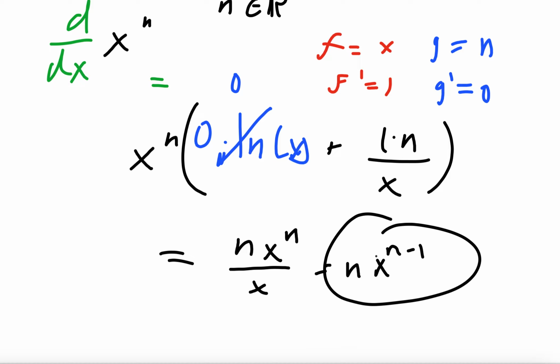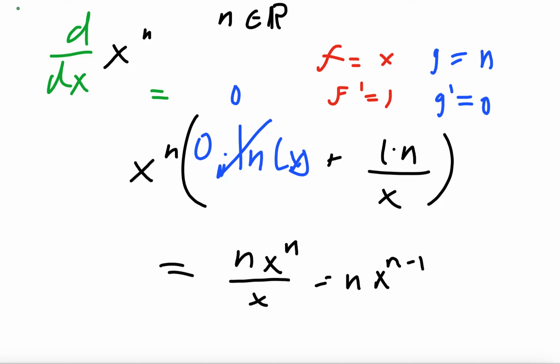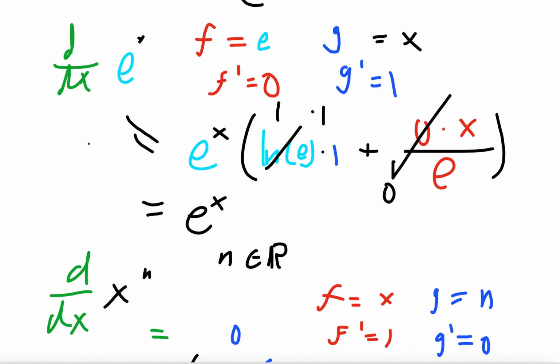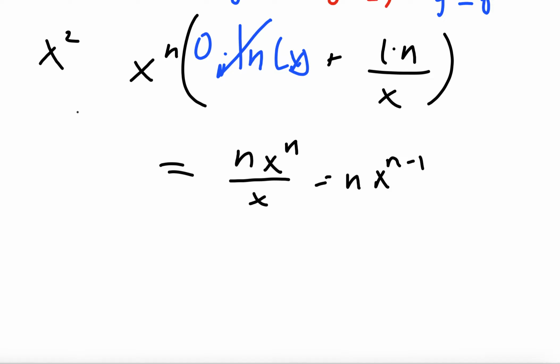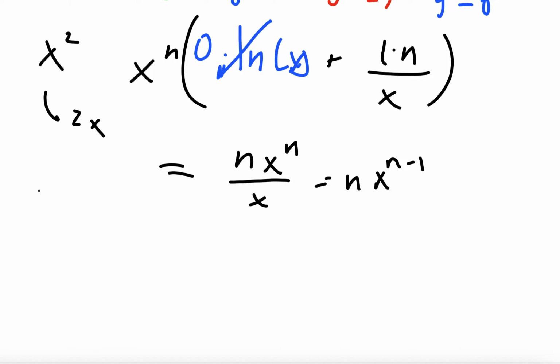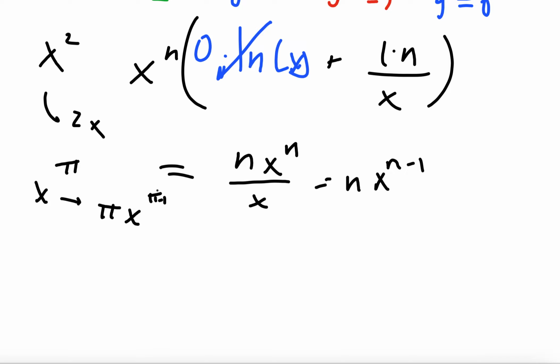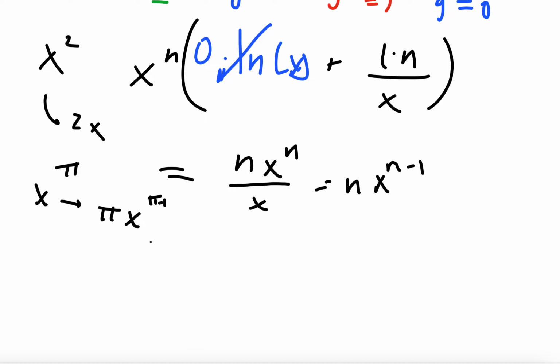So the formula does work, which means if you plug in the derivative of x squared, for example, into the above formula, you will get 2x. Or if you get x to the pi, you'll get pi x to the pi minus 1. And that's very cool. And finally, we're going to generalize a couple more ideas.